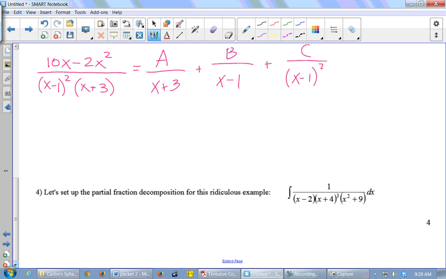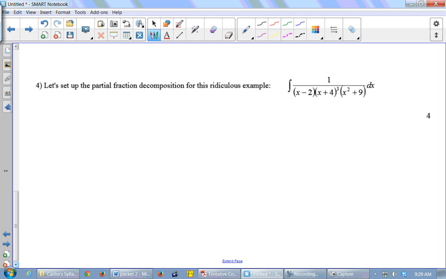Okay. So let's set up one more partial fraction decomposition for a ridiculous example that would take you a really long time. So I've got 1 over x minus 2 times x plus 4 cubed times x squared plus 9. So I have a non-repeated linear factor, a linear factor repeated 3 times, and an irreducible quadratic.